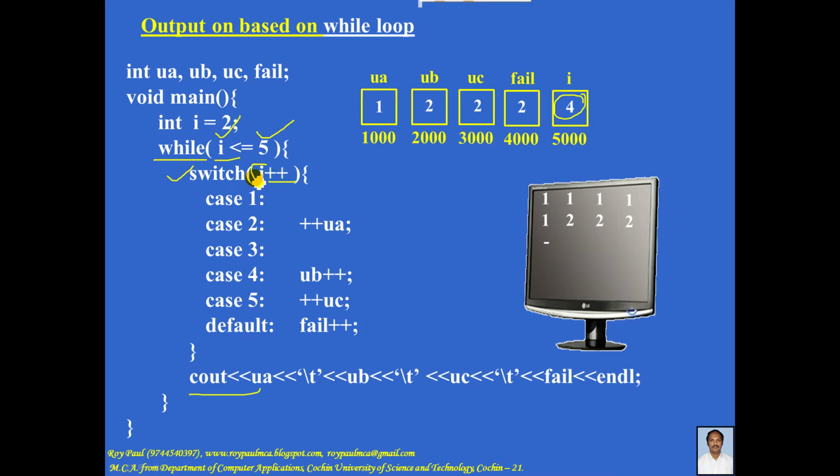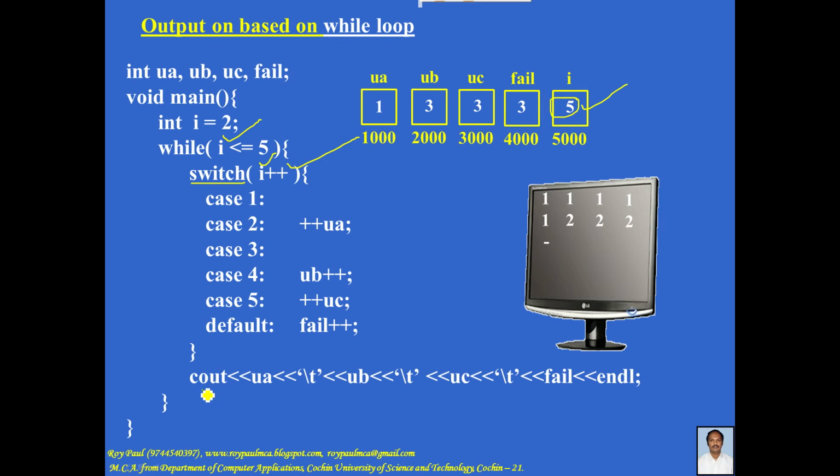Postfix, use and change. I contains 4. 4 should be used for switch, so case 4. UB plus plus, 2 plus plus, 3. There is no break. Case 5. Plus plus UC, plus plus, 2, 3. There is no break, so default. Fail plus plus, 2 plus plus, it contains 3. So the current value for I, that is 4, is used for switch. Now I plus plus, so I becomes 5.